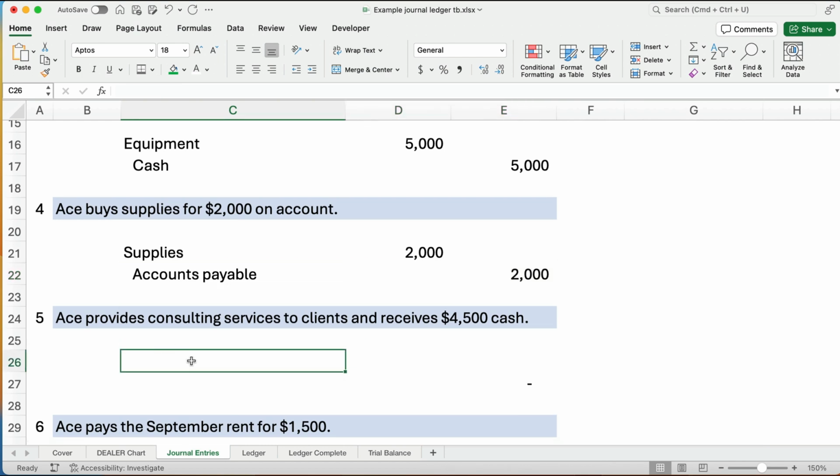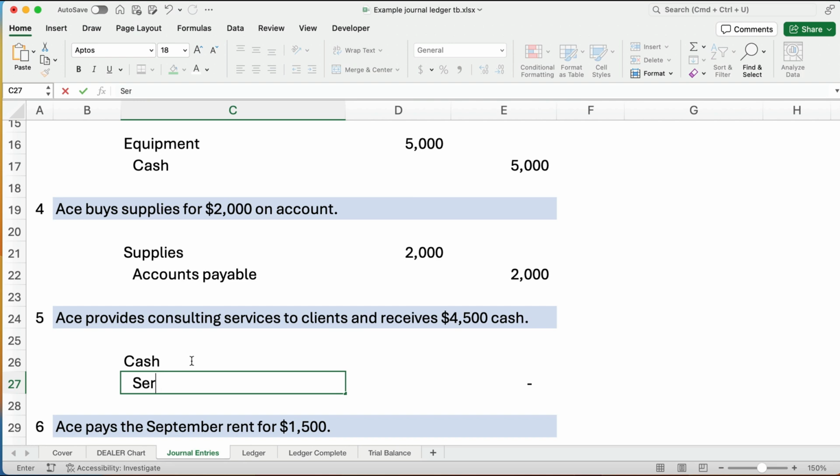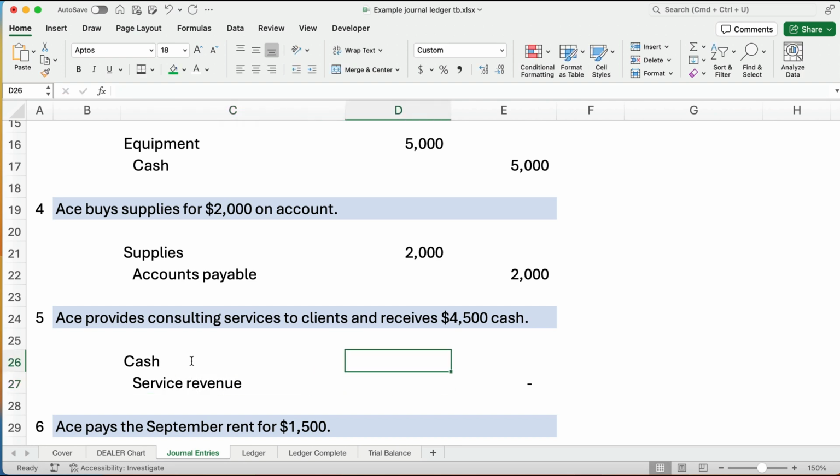All right, Ace provides consulting services to clients and receives immediately $4,500 of cash. So we're going to debit cash, that's what we received, and credit an account called service revenue. Our service revenue and our cash is in the amount of $4,500. So this is what we're in business for. We're trying to provide consulting services. So we debit cash, credit service revenue.